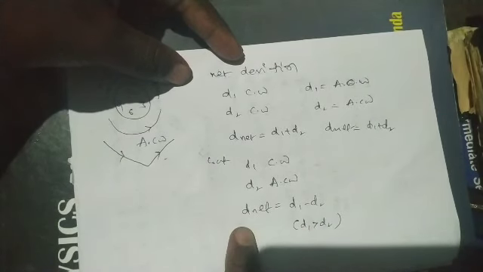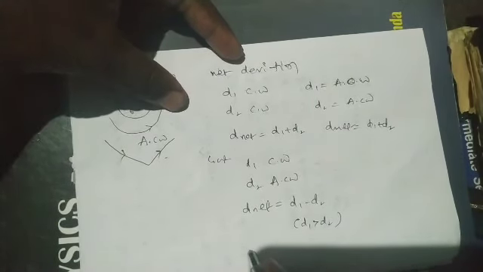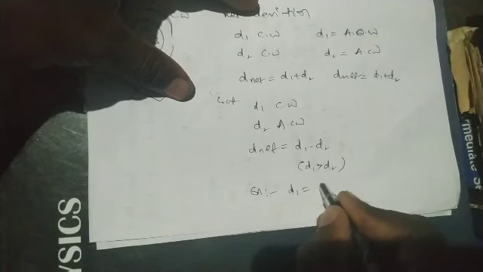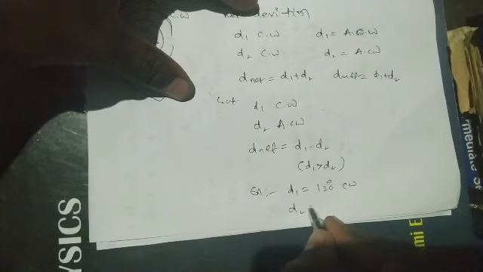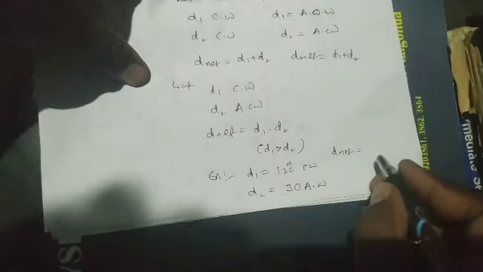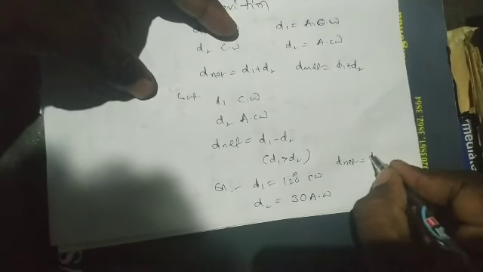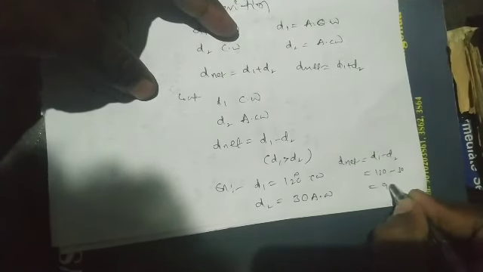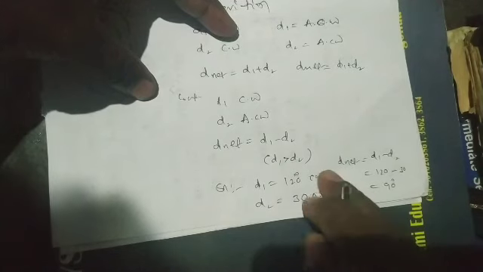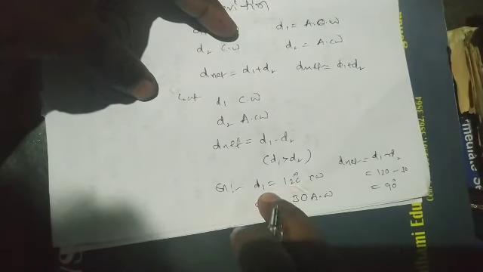For example, D1 is equal to 120 degrees clockwise, and D2 is 30 degrees anti-clockwise. What is the net deviation? D net is equal to D1 minus D2, that means 120 minus 30, which is 90 degrees. Which one is greater, D1 or D2? D1 is greater and it is clockwise, so that's why we write clockwise. That is the answer: 90 degrees clockwise.